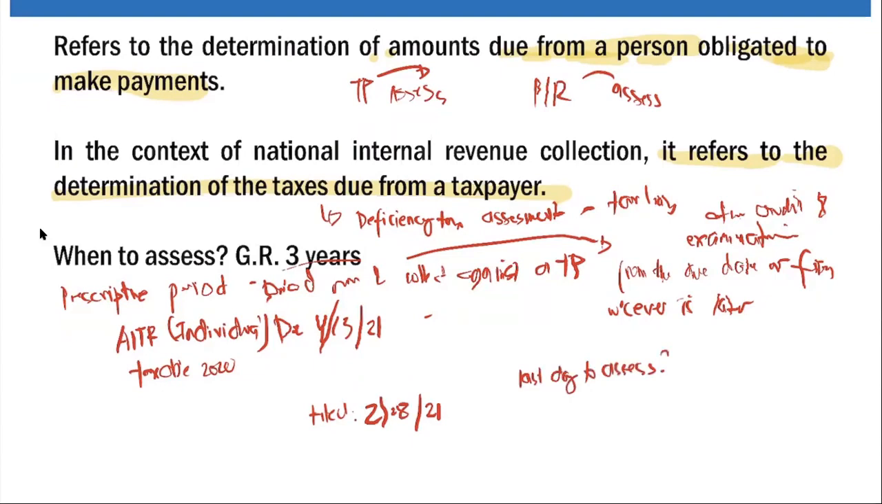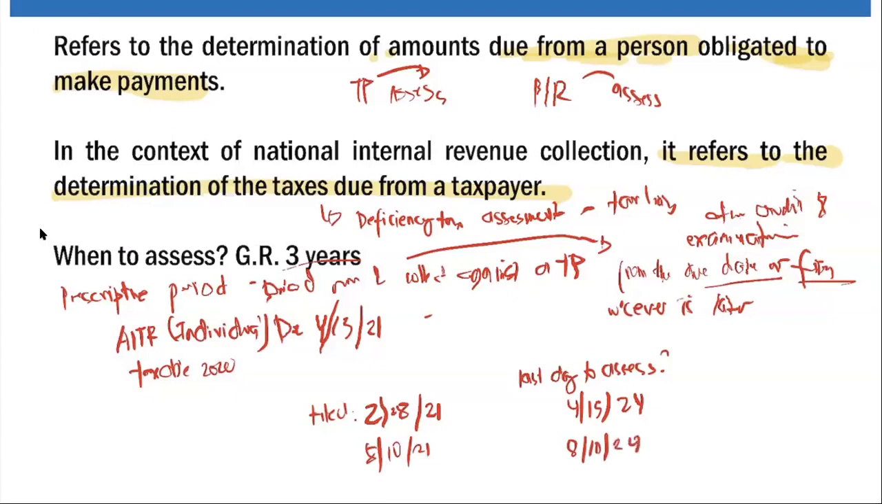Remember, our prescriptive period is 3 years from the due date or the filing, whichever is later. Whichever is later, 4/15 or February 28. 4/15. That's 3 years. The last day is 4/15/2024. What if you filed it on August 10, 2021?